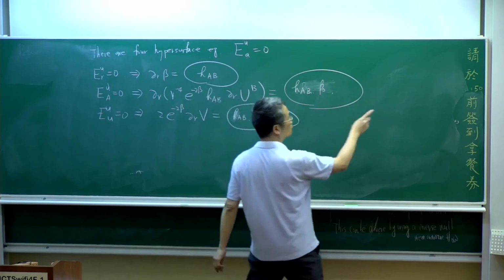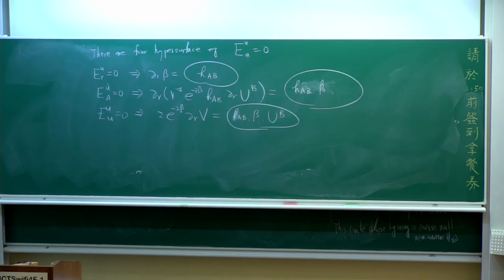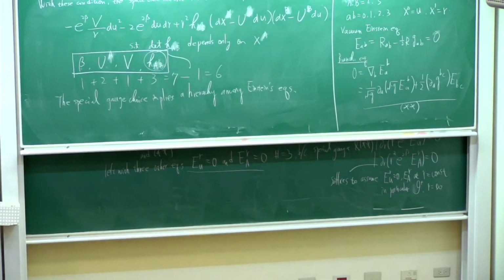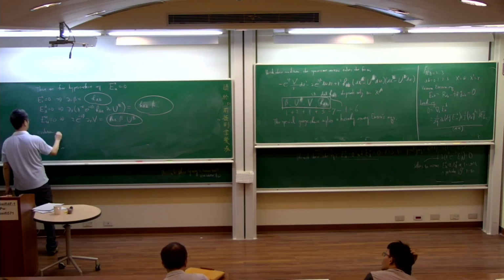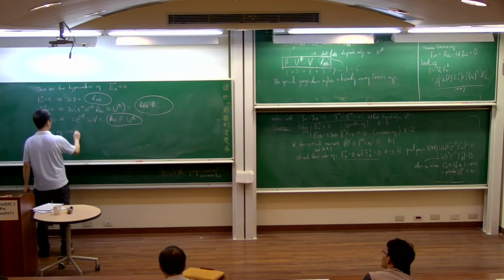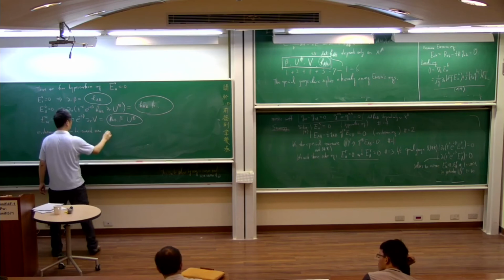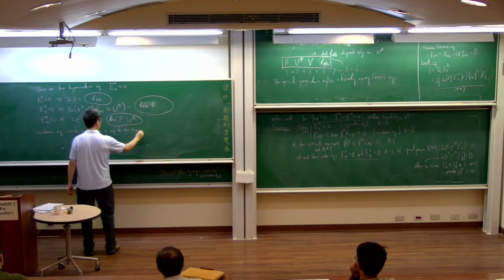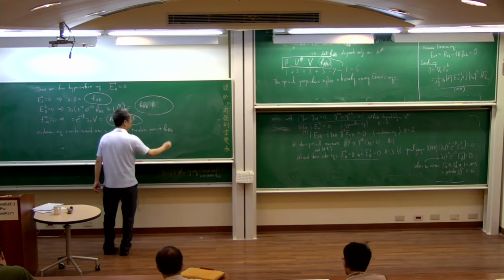You recall all the variables are here. This is beta, and UA, and V, and HAB. And in a way, this HAB should be considered as the data, and the evolution equation, this one here, can be turned into an equation for the trace-free part of HAB. Okay, this is the evolution equation.